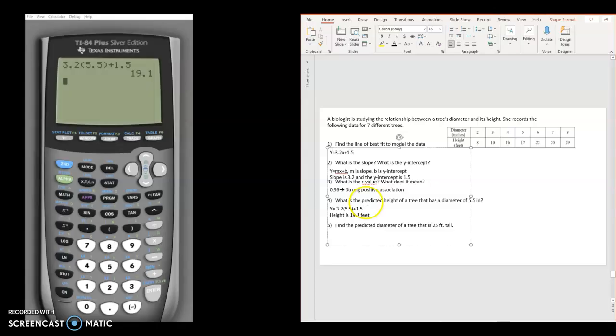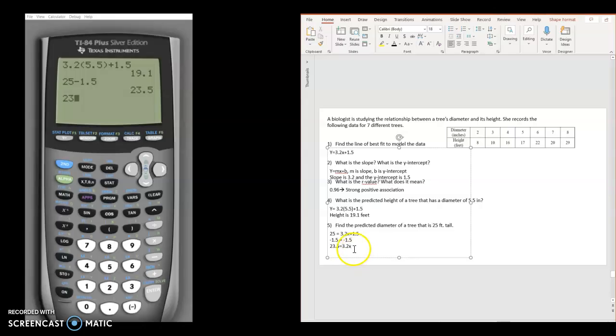So now it wants us to predict the diameter of a tree that is 25 feet tall. So it wants us to find diameter, it gives us height. Well, height, remember, is our value of y. So we have 25 equals 3.2 times x plus 1.5. So remember now we're going to have to solve this equation and get x by itself. So we're going to start off subtracting 1.5 from both sides because we need to get x by itself. So that gives us 25 minus 1.5, which is 23.5. So we have 23.5 equals 3.2x.